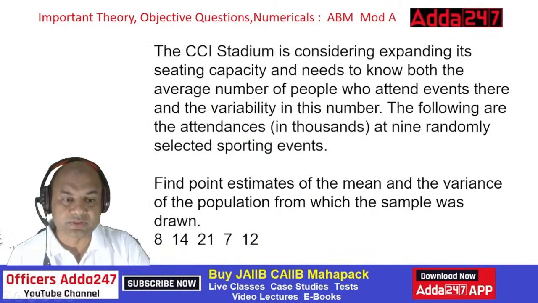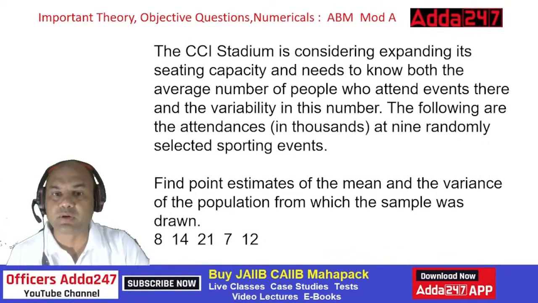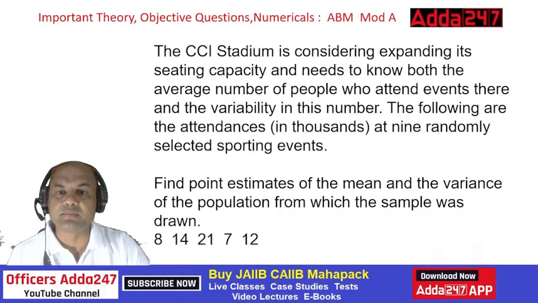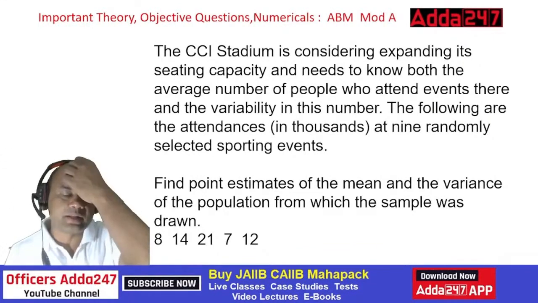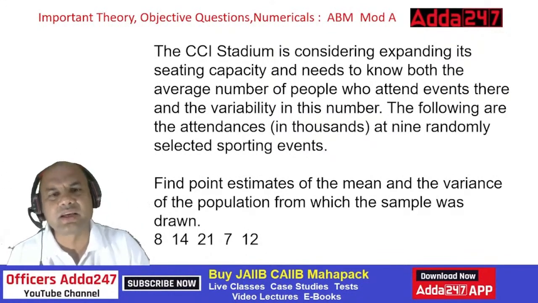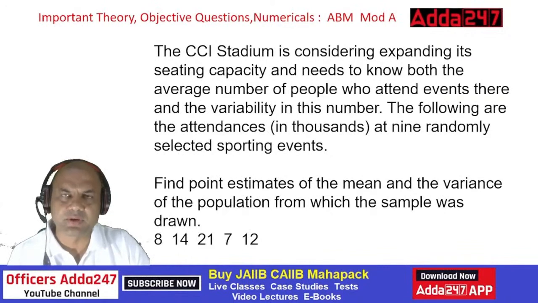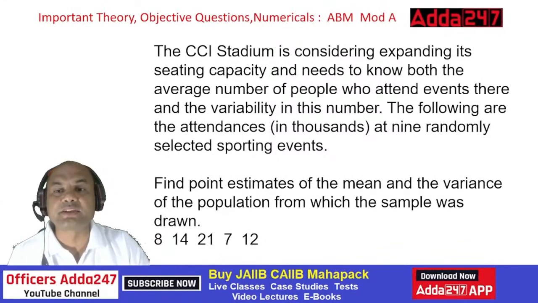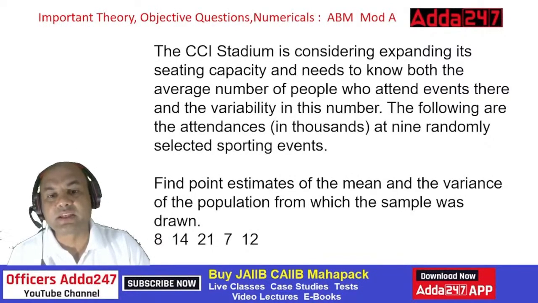Let's start with the numerical first, and then I'll complete the theory. First is the important numerical. The CCI stadium is considering expanding its seating capacity and needs to know both the average number of people who attended the events there and the variability in this number. Means what? There is a stadium, some location. You can call it a stadium, you can call it any hall also. Anywhere where people get collected for some time. So this stadium is considering expanding its seating capacity. Needs to know the average number of people who attend events there and the variability in this number.